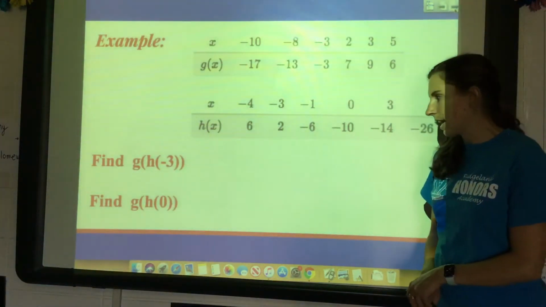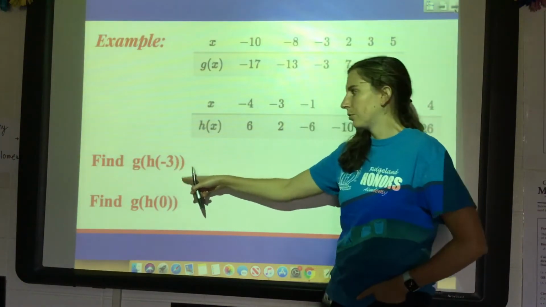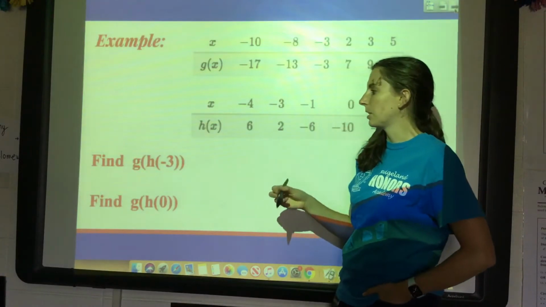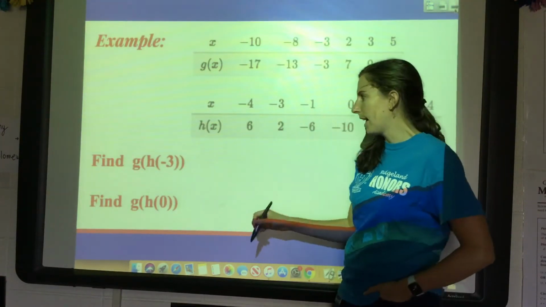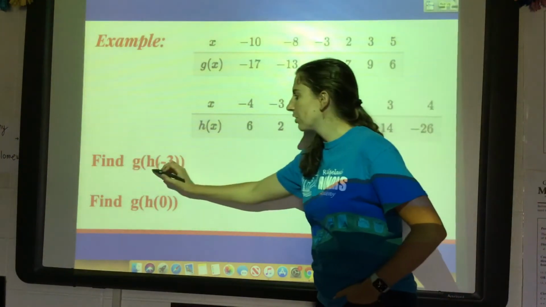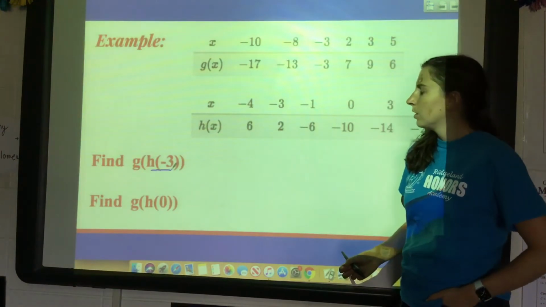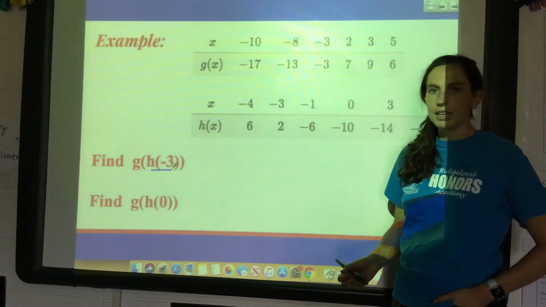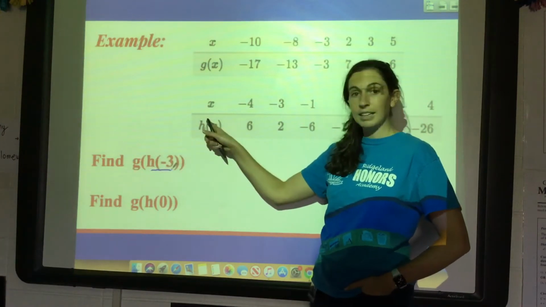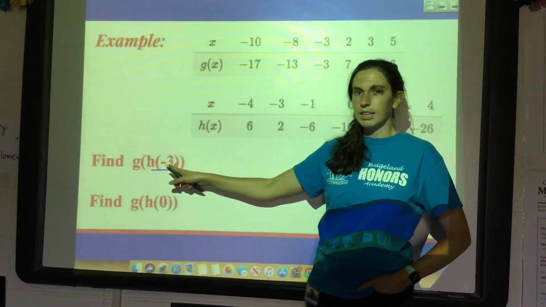So in this case, they already wrote this one out. Instead of putting the little o, they put g of h of -3. That's fine, that actually helps us. Remember, start on the inside, and we're going to do h of -3 first and go from there. So let's do h of -3. That means find your function h. Here it is, it's this table, and see what happens when the input is -3.